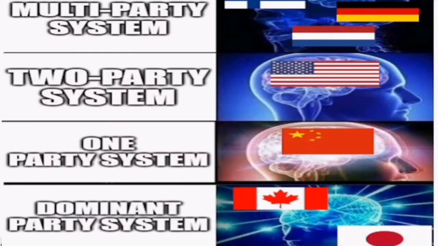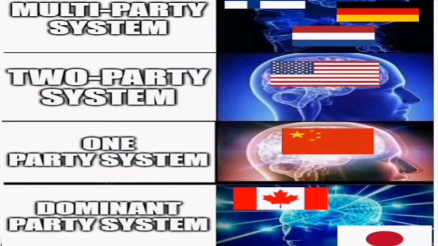Many countries have been using a multi-party political system. It includes Italy, Austria, Germany, Spain, and Israel. But these countries are criticized for being unstable. However, there are two countries using this political party system that are stable, which are Switzerland and the Netherlands.